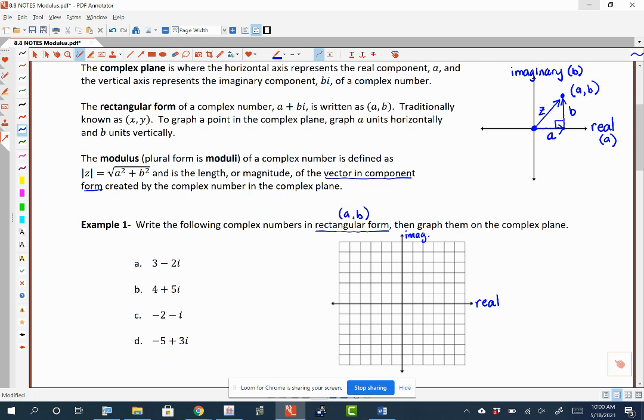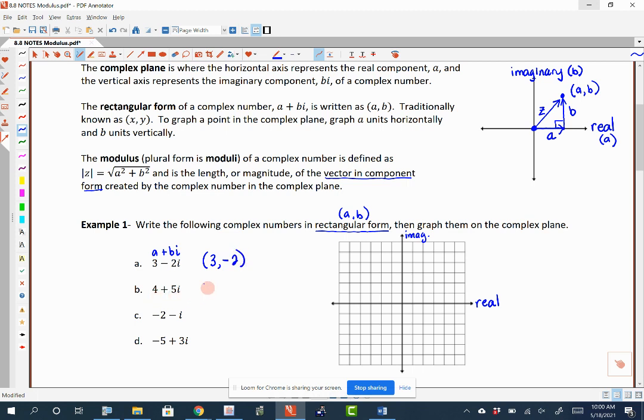To change these to rectangular, I have to be looking at the real versus the imaginary. Remember, these are always of the form a plus bi. So my real number will always be that a, which should be written first if it's in the correct form. So there's my a in my rectangular form. And my b would always be in front of my i, and we want to make sure we take the sign. In this case, that's a -2.